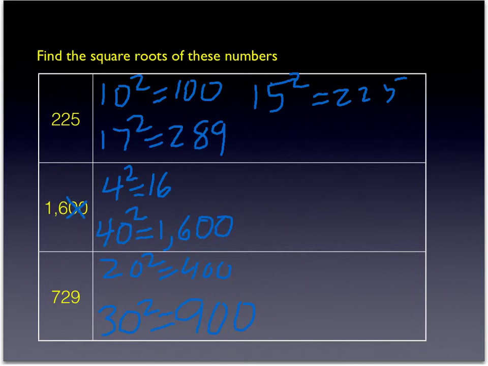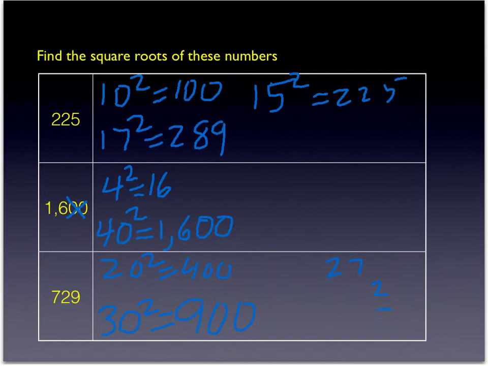Well, 23 is closer to 20, right? And 729 is closer to 900 than it is to 400. So I don't want a number that is closer to 20. I want a number that's closer to 30. Is there a number closer to 30 that when you multiply it by itself, it has a 9 in the ones place? Well, 7 times 7 is 49, right, Mr. Shanto? Yeah, it is, student. It is 49. Well, what if it's 27 times 27? Well, let's give it a shot.